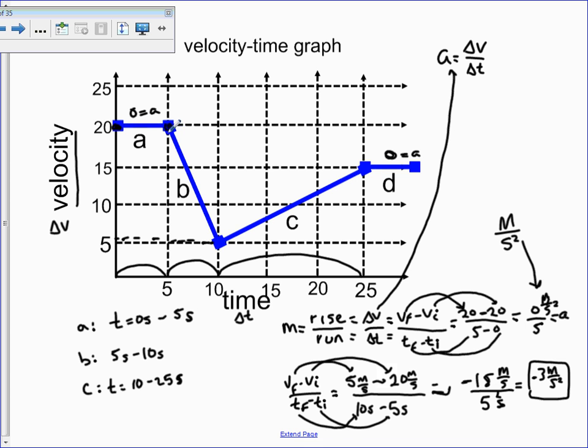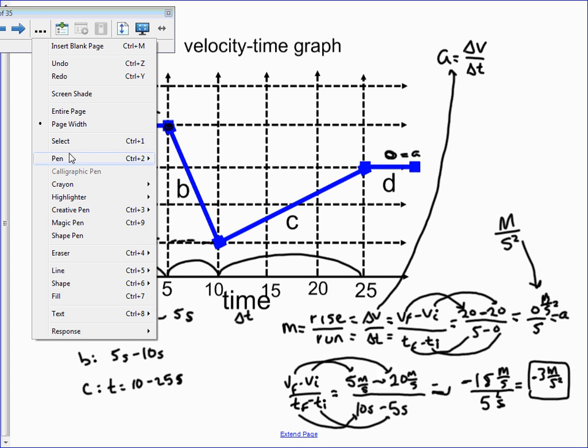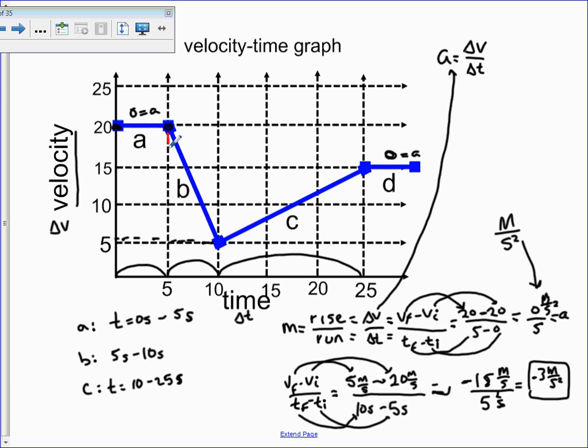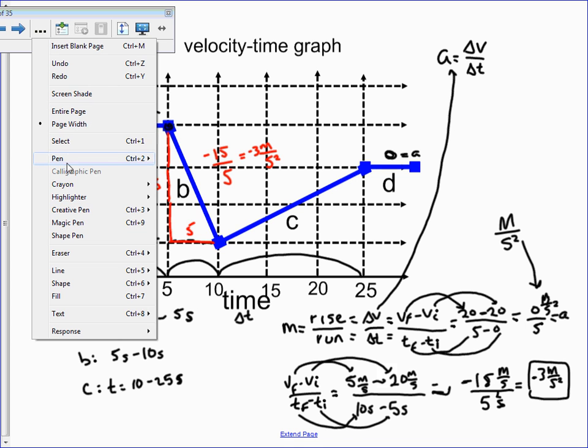So what did I do for segment B? Let me change my colored pen real quick so you can see a little bit better. I went 5, 10, 15, but this is negative 15. And then I went over, 5 to 10, this is 5. So what's the slope? Negative 15 over 5. This gets you negative 3 meters per second squared. Cool? This is kind of a fast shortcut.